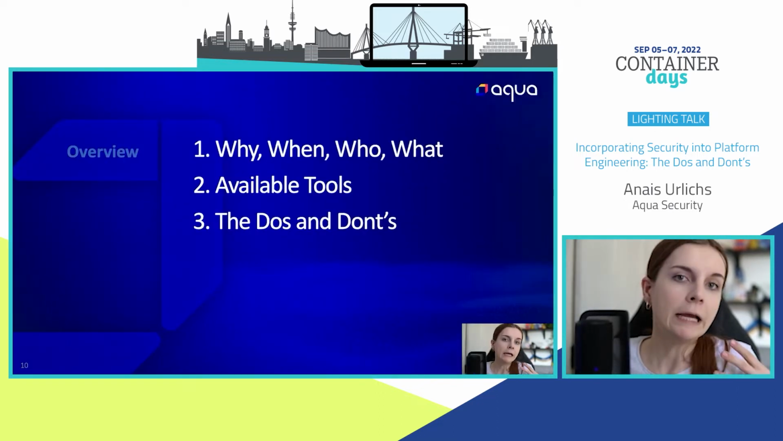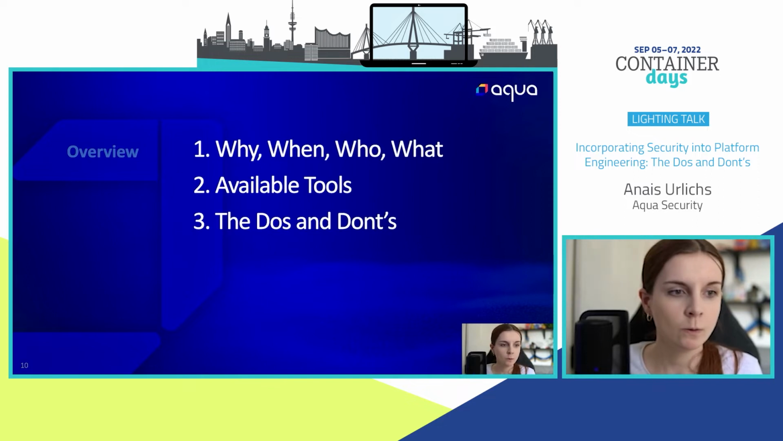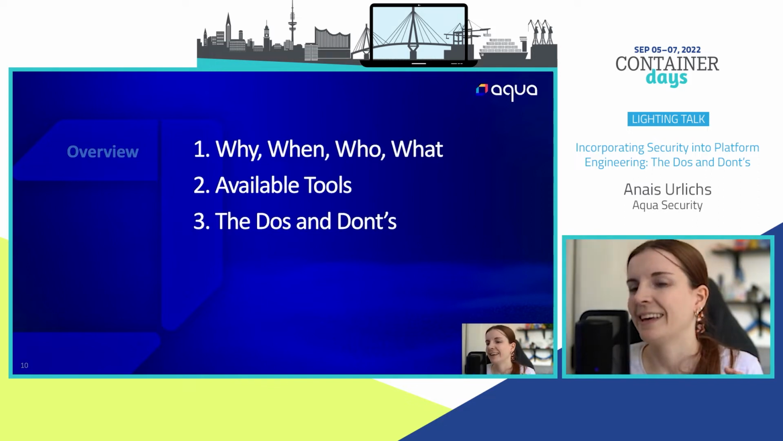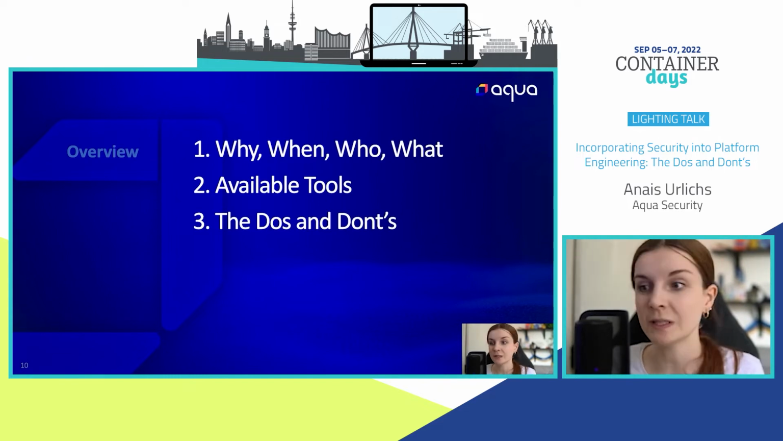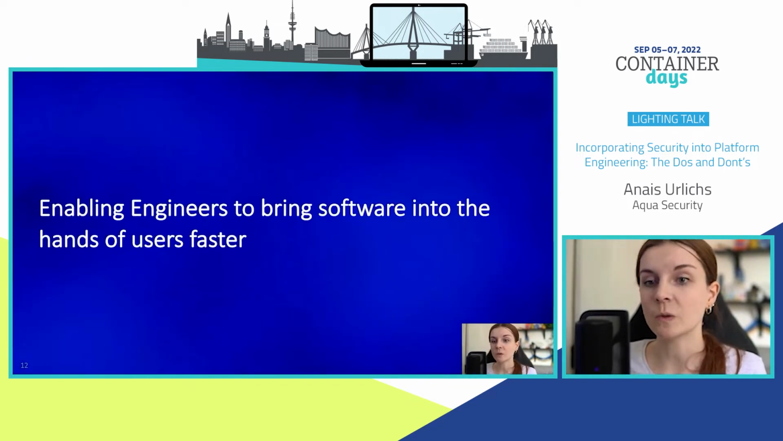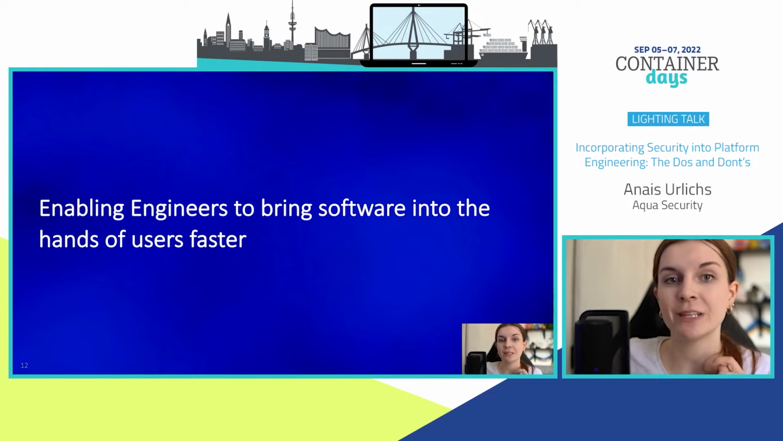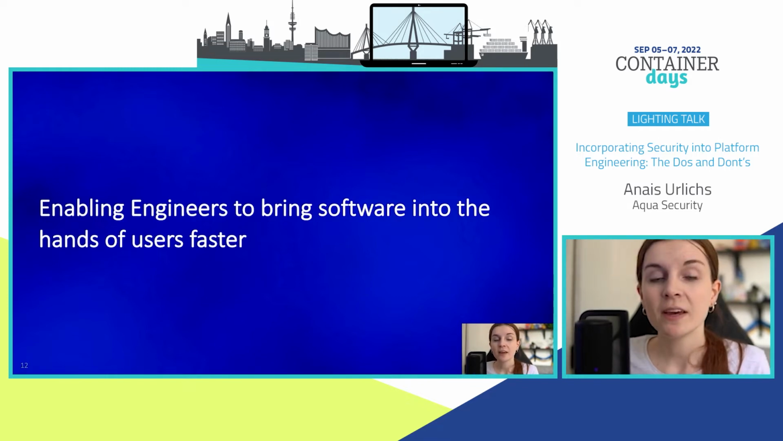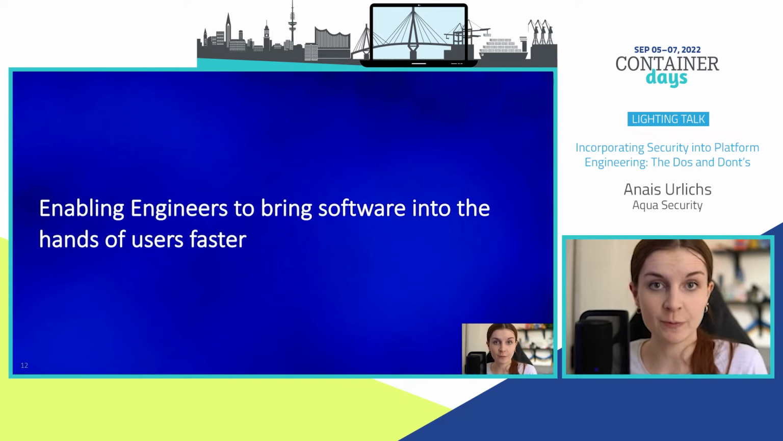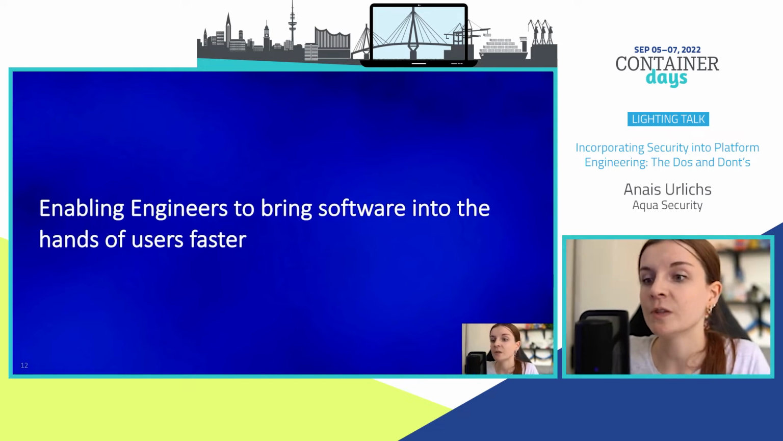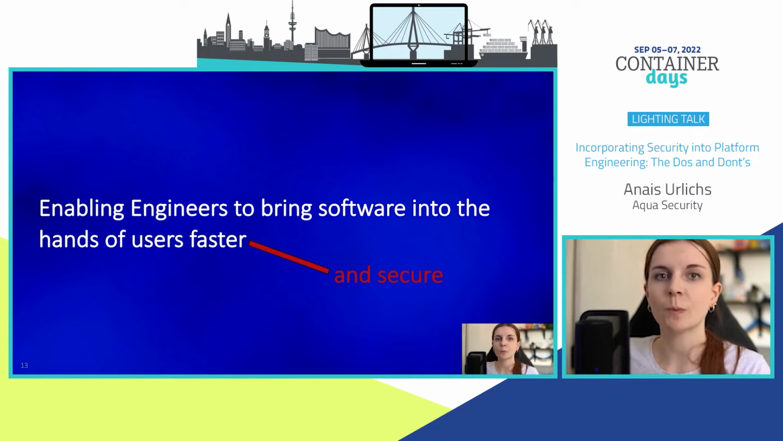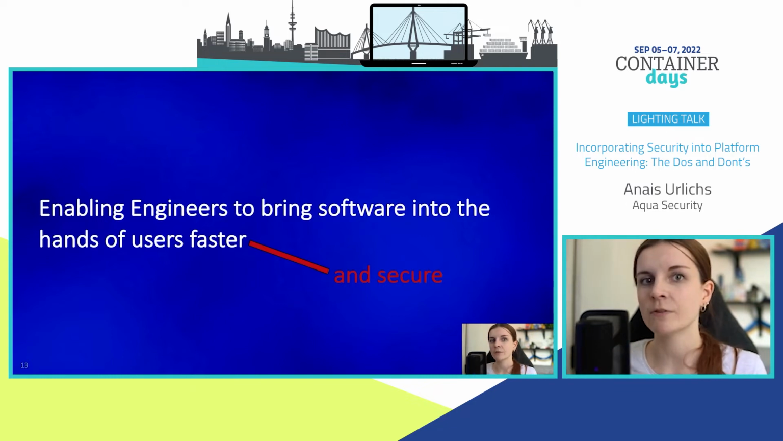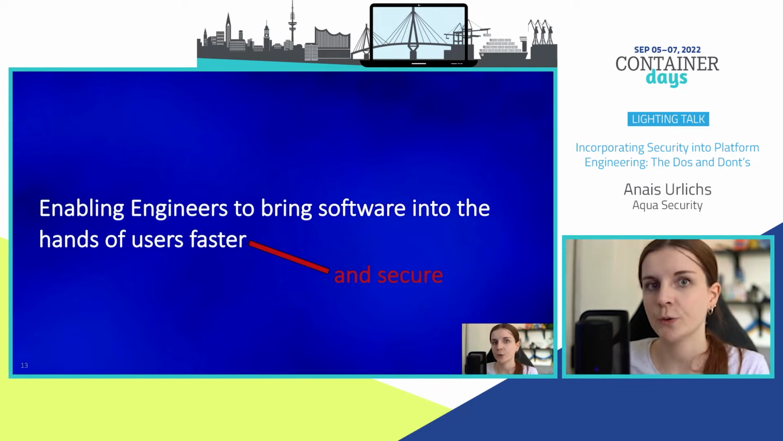So in the next few slides, I'm going to go over the why, when, who, what of implementing security tools into your platform engineering, then some of the available tools and the do's and don'ts. Our goal is ultimately to enable engineers to bring software into the hands of users faster. The thing is, when we do that throughout platform engineering with tools that empower engineers, we also have to talk about how we can do that securely, right? We don't want to end up in a situation where people can just deploy whatever they think is working without considering the security part of it, right?